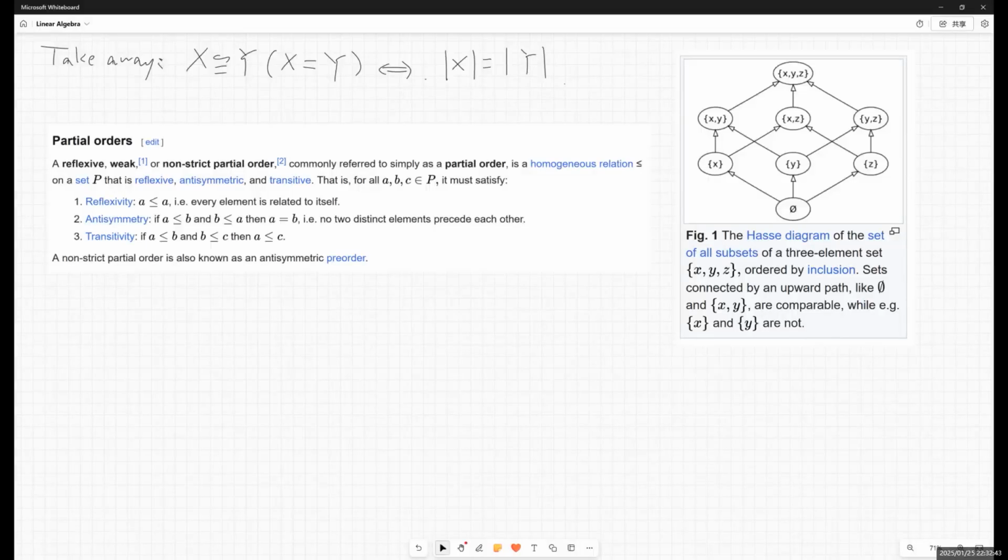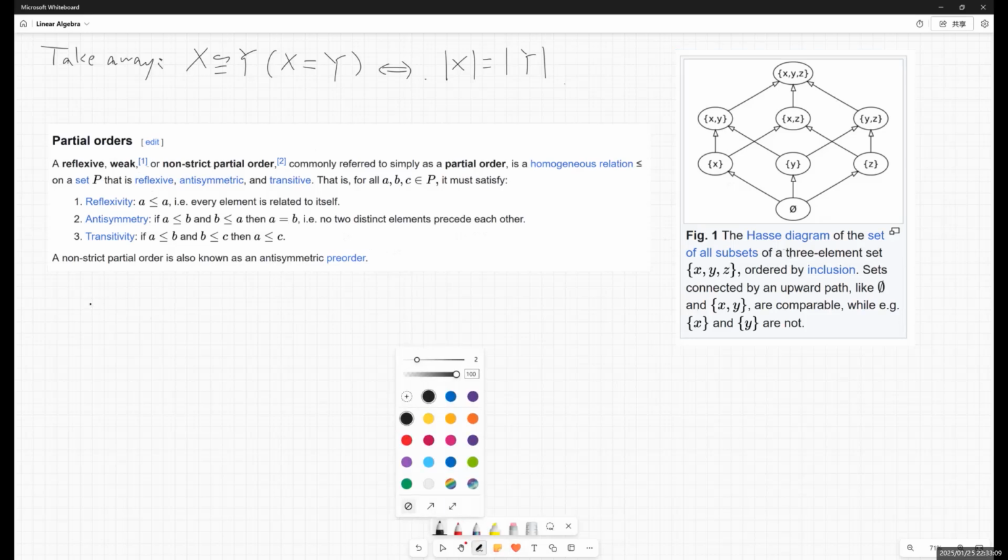Now keep the concept of cardinality in mind. We can talk about partial orders. So here's the definition of partial orders from Wiki, and it has a diagram to illustrate it. We just talk about cardinality.